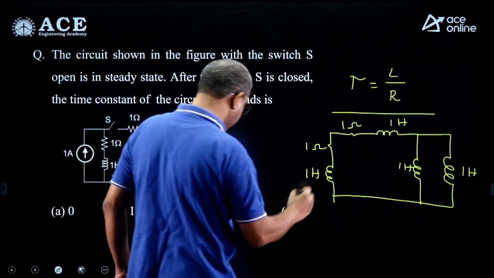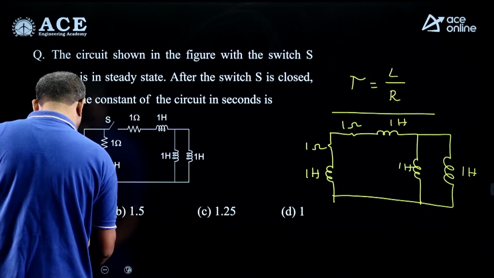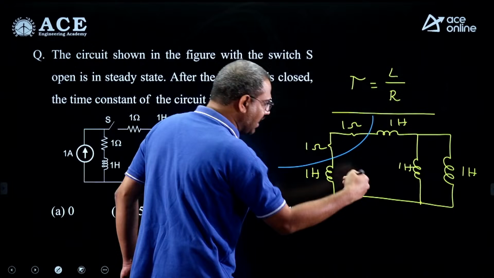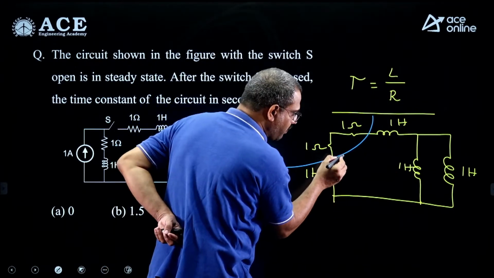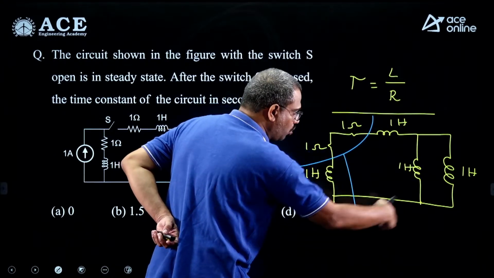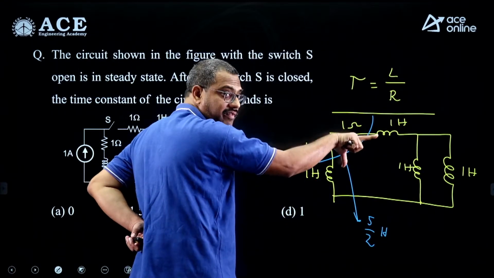Now the switch has closed. If you observe clearly, this is the point where I can separate them, yes or no? Yes. L equivalent seen by the R, and R equivalent seen by the L. For L equivalent seen by the R, these two are parallel, half Henry, and these two are in series. So 2.5, which means 5 by 2 Henry. Yes or no?